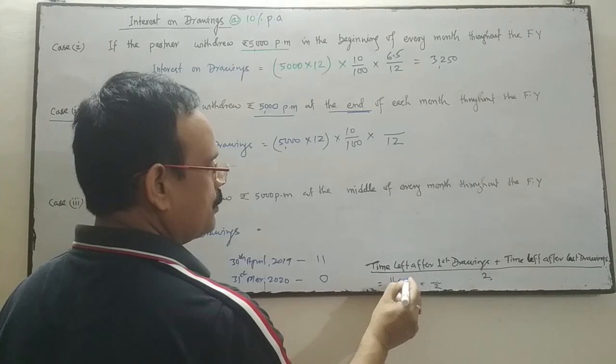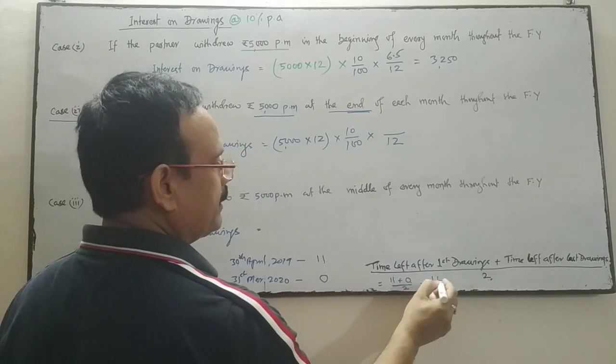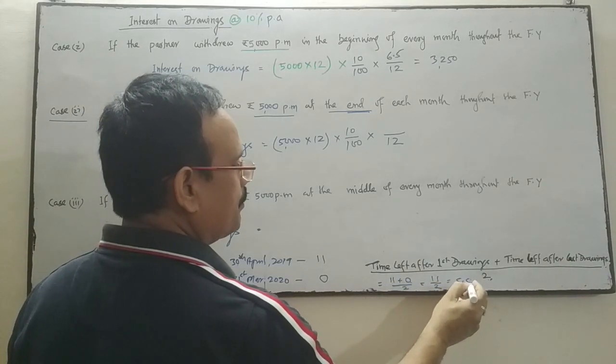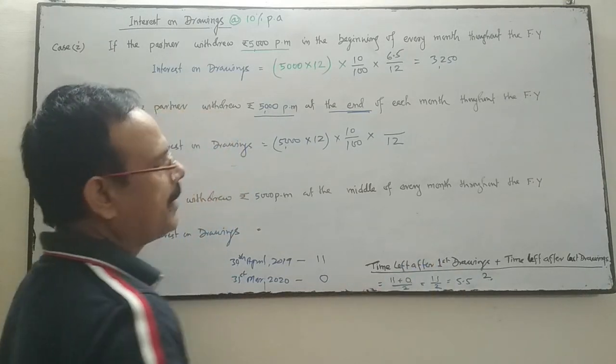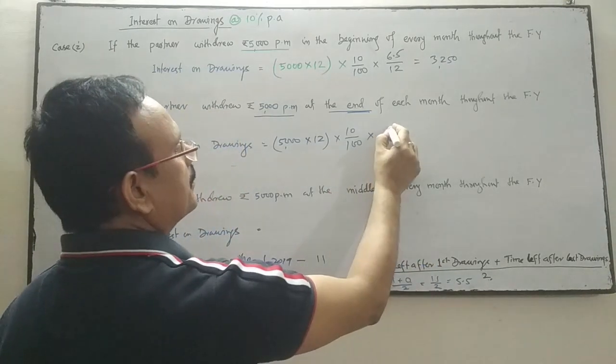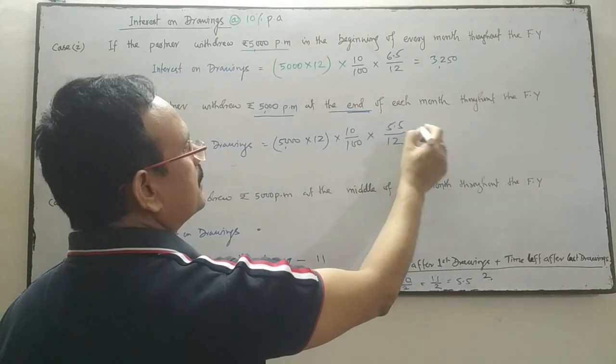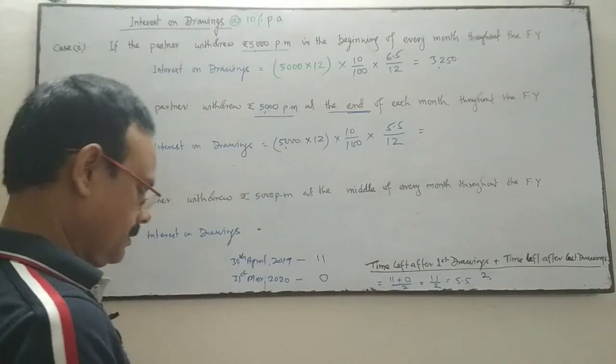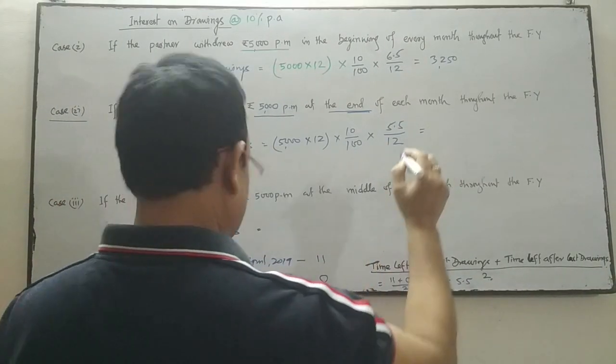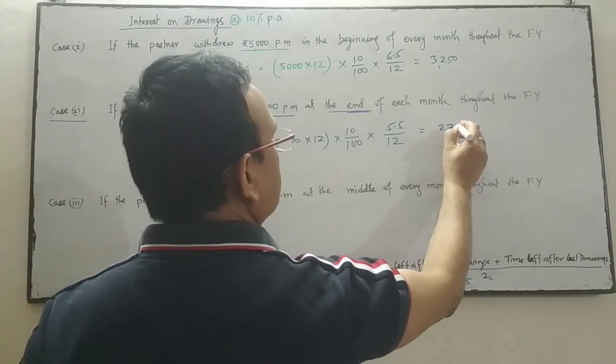So (11 plus 0) upon 2, 11 upon 2 means 5.5 months. So the interest will be 2,750.